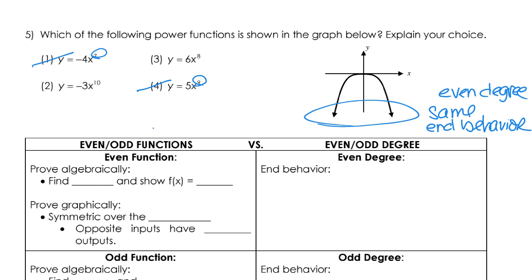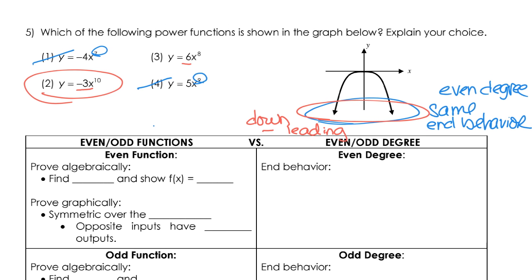The only difference between choice 2 and choice 3 is that choice 2 has a negative leading coefficient, whereas choice 3 has a positive leading coefficient. Because these ends are both going down, I know that refers to a negative leading coefficient. And so I'm going to go with choice 2. If I really wanted to make sure my choice was right, I could go to y equals and type in negative 3x to the 10th, hit graph, and see if my picture matches what my calculator screen shows me.